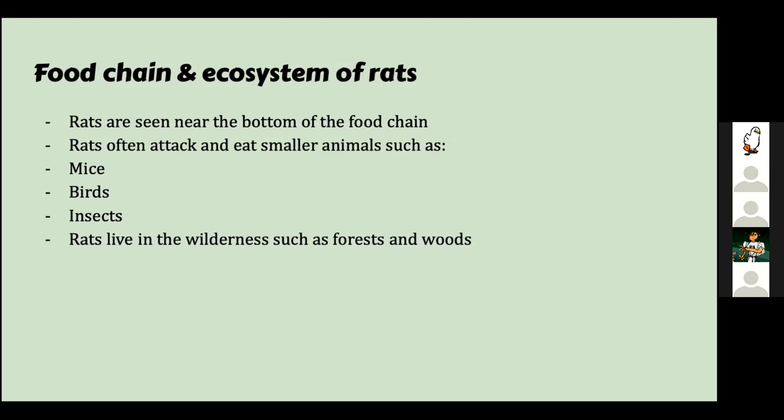As we look at the food chain and ecosystem of rats, we have found that rats are seen near the bottom of the food chain, not near the top at all. Rats often attack and eat smaller animals such as mice, small birds, and insects. Rats also live in the wilderness such as forests and woods.